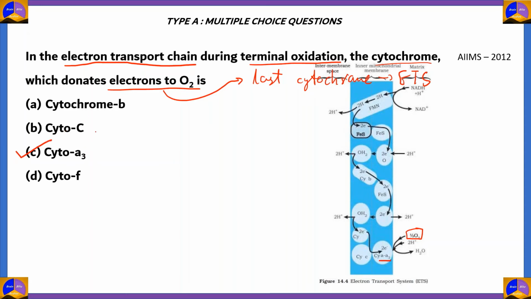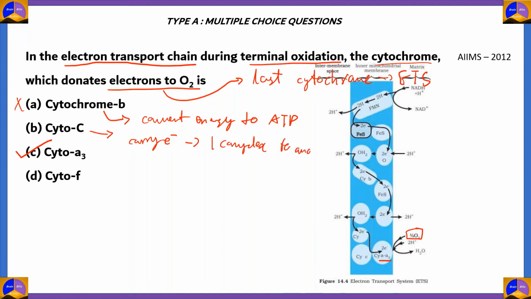Now, what do the other cytochromes do? Cytochrome B is used to convert energy to ATP. So therefore, it's incorrect. Cytochrome C is used to carry electrons from one complex of proteins to another. And these proteins are present in the membrane. So from one complex of membrane proteins to another, cytochrome C carries the electrons.